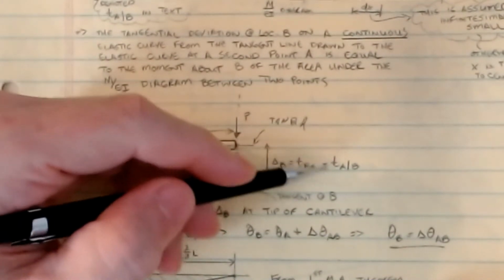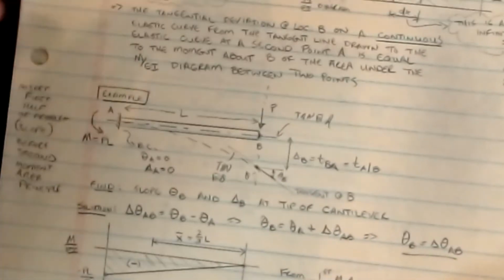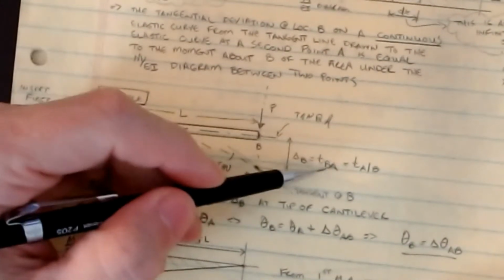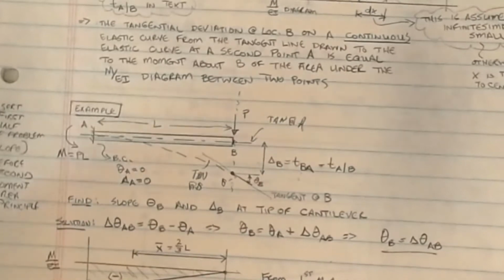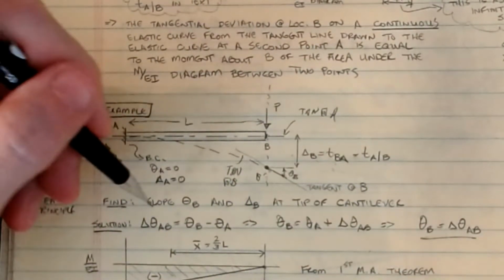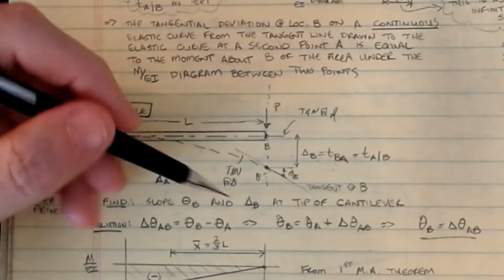Again, you might see it written as t of A with respect to B, might be that one, but I'm going to use that notation just so we see. So for this particular beam, we want to find the slope theta B and delta B at the tip of the cantilever.